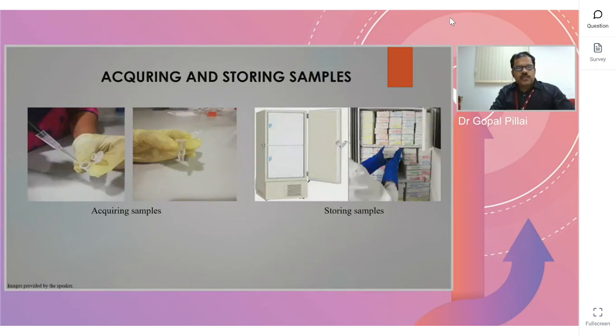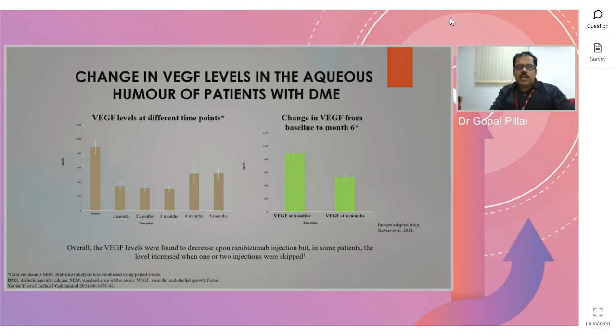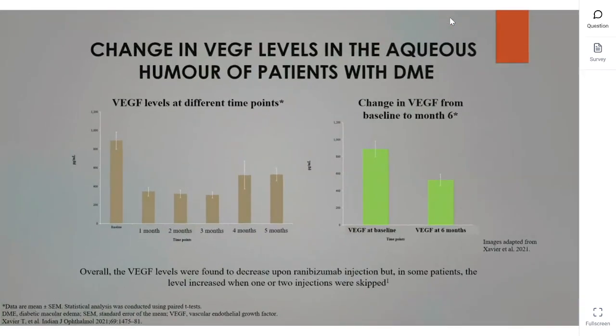This is collecting of the samples and using minus 70 degrees to store. And this is the change in the VEGF levels in the aqueous humor in patients with diabetic macular edema. On the left side, you can see the slide where the baseline VEGF levels were somewhere around 900 picogram per milliliter, then microliter. This reduced to about 300 by the first month.